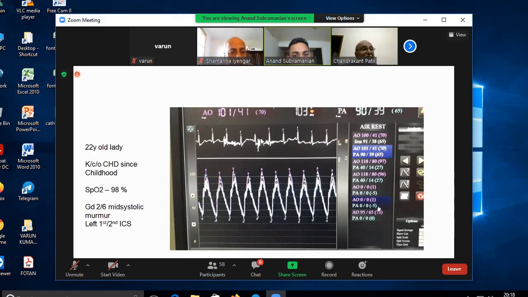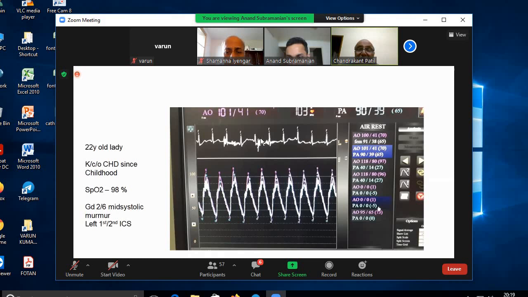But I just want someone to interpret this cath data. Basically, it's two pressures in the great arteries. The aortic pressure is around 100/40, and the PA pressure is around 90/40. Any exercise oxygen saturation has been seen? There were no desaturations on exertion, even on exertion. Okay.